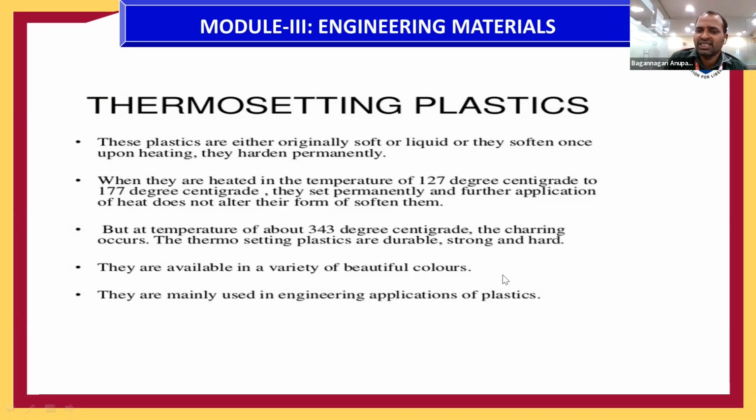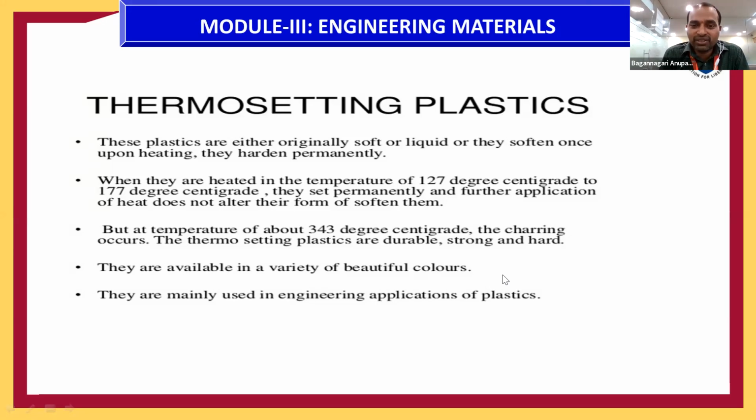They are mainly used in engineering applications. At a temperature of about 343 degrees centigrade, charring occurs. These thermosetting plastics are durable, strong, and hard. When they are heated to a temperature of 127 to 177 degrees, they set permanently, and further application of heat does not alter their form or soften them. That means after the molding process, we can't convert them into soft. They become hard or brittle only.